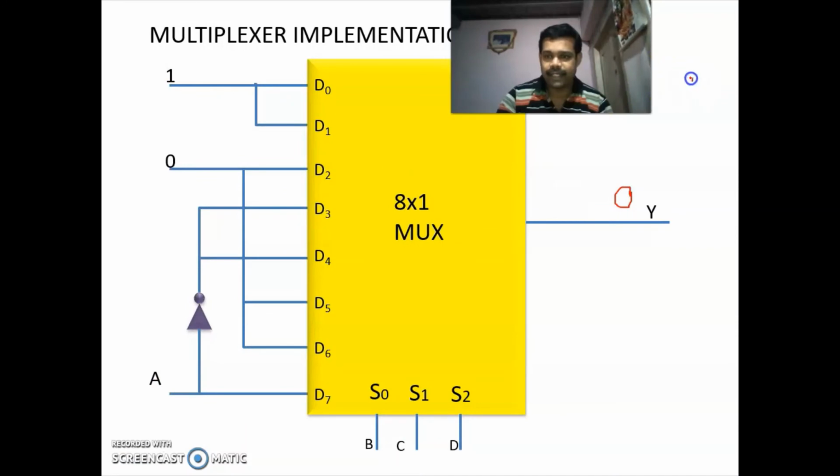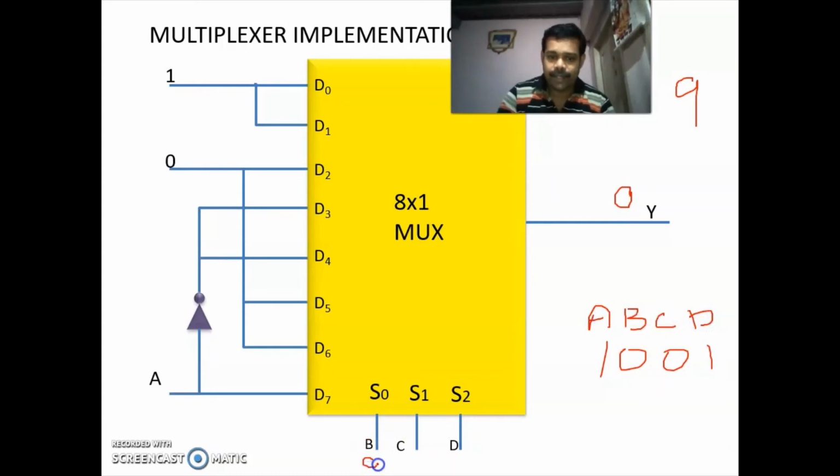First we will take 9. 9 means 1 0 0 1, so A, B, C, D. For B, C, D, we will be giving 0 0 1. If you give 0 0 1, D1 will be enabled. D1 is given an input of 1, so automatically you will get an output of 1.